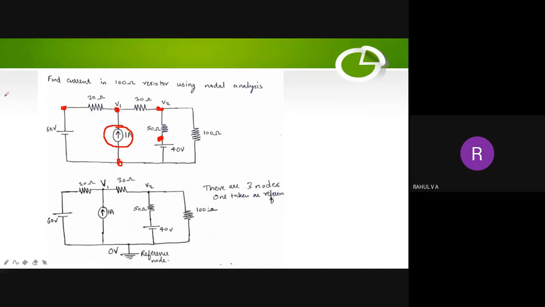So what you have to do is, this is a series node, this is also a series node, and this particular diagram is having 3 nodes now. One is at this point, one is here, and another is here. So I am assuming this as a reference node. So this is the 0 volt reference node. And then you have 2 nodes there you have to assume.